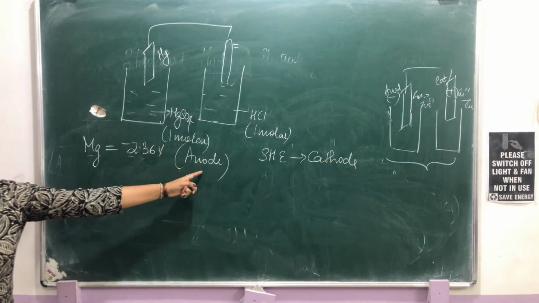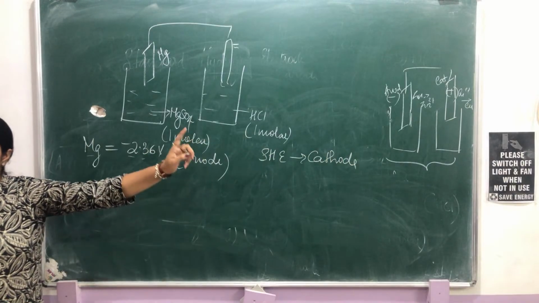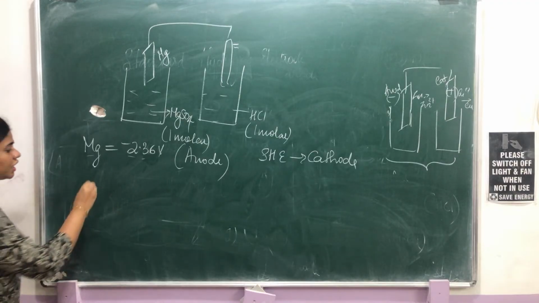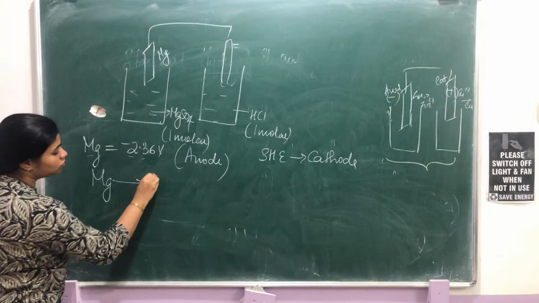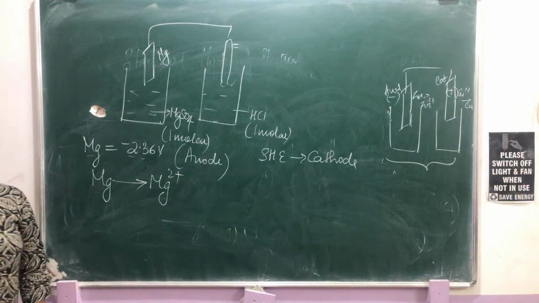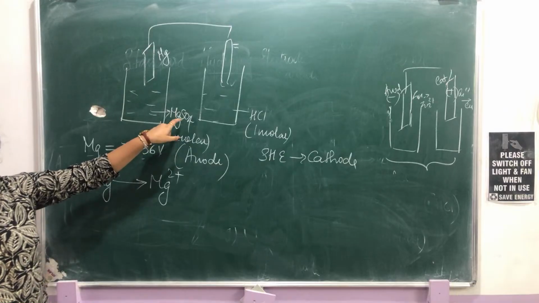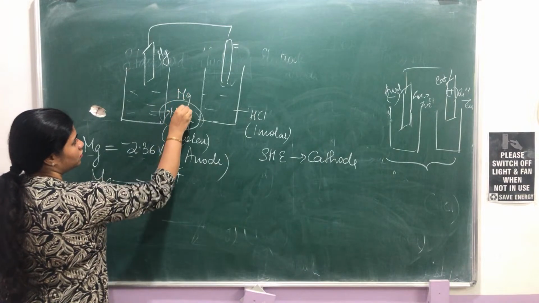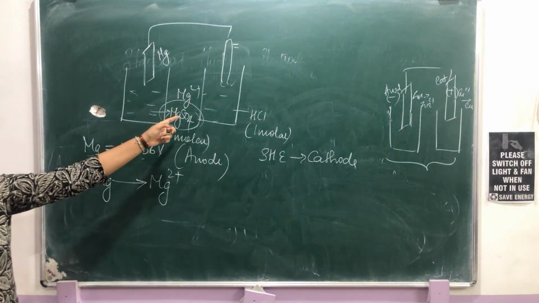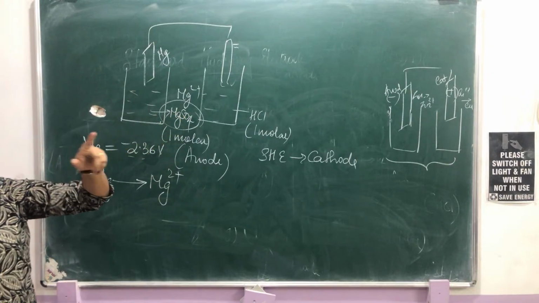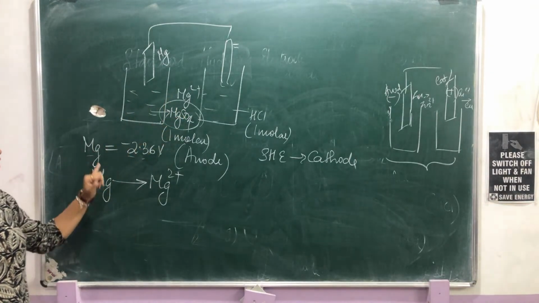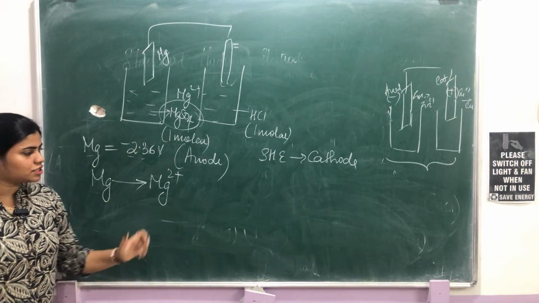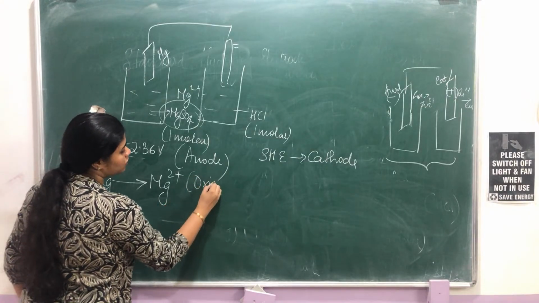If magnesium is in anode, what kind of reaction will take place? Oxidation. And magnesium undergoing oxidation, what reaction will it give? Mg will give Mg2+. The reaction is either Mg to Mg2+ or Mg2+ to Mg. I don't have to explain why this is Mg2+, right? SO4 is 2 minus, so to nullify that you have Mg2+. Since it is taken as anode, magnesium will get converted into magnesium 2+, and this is nothing but your oxidation.